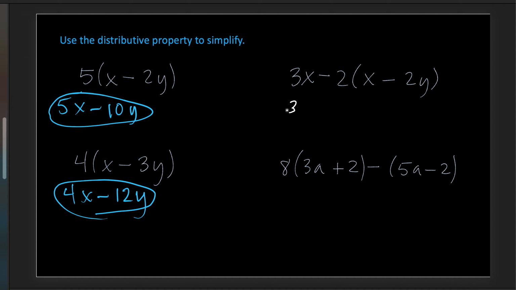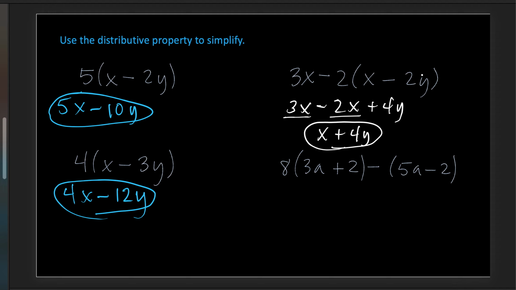So the 3x comes down, then we're looking at negative 2 times x, which is negative 2x, and then negative 2 times negative 2y, that's a positive 4y. Now these are alike, so I combine those. So 3x minus 2x is 1x. We don't really write the 1, so just x plus 4y. And that's it.